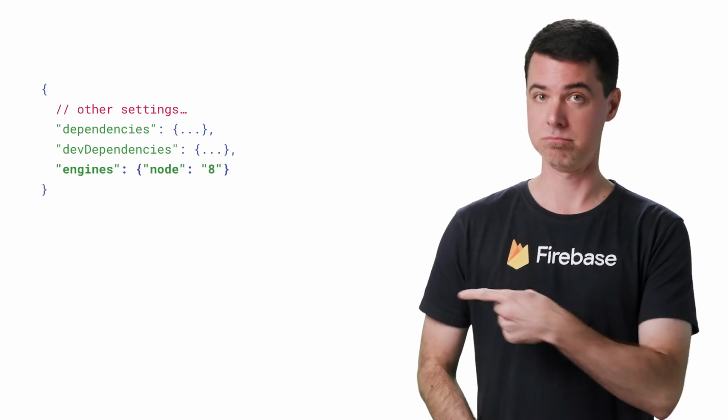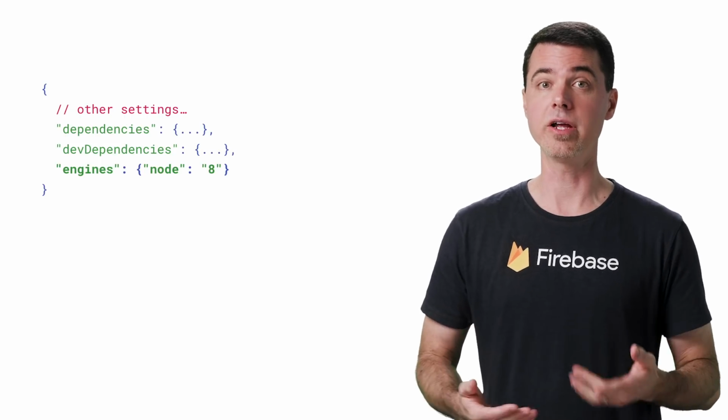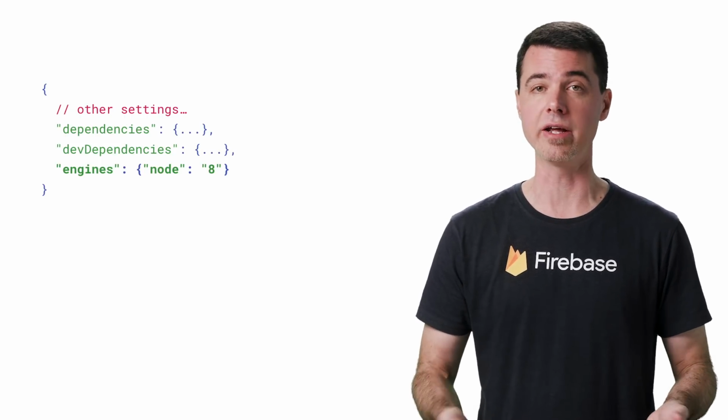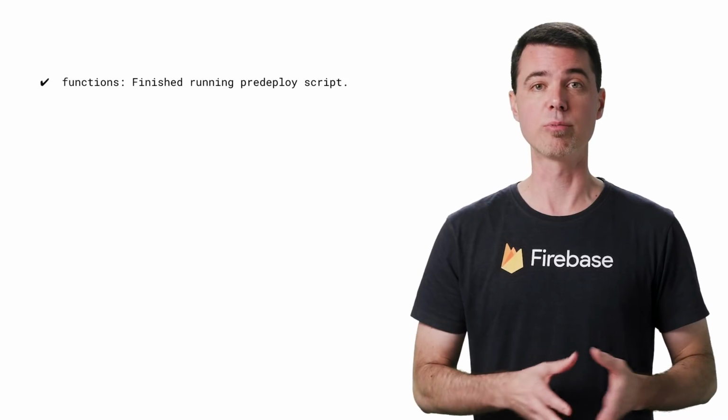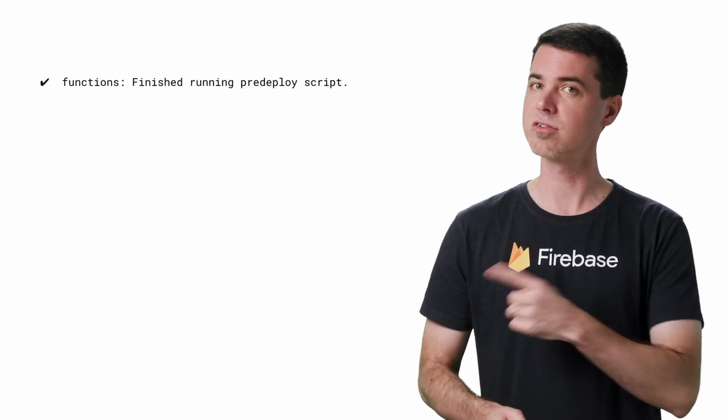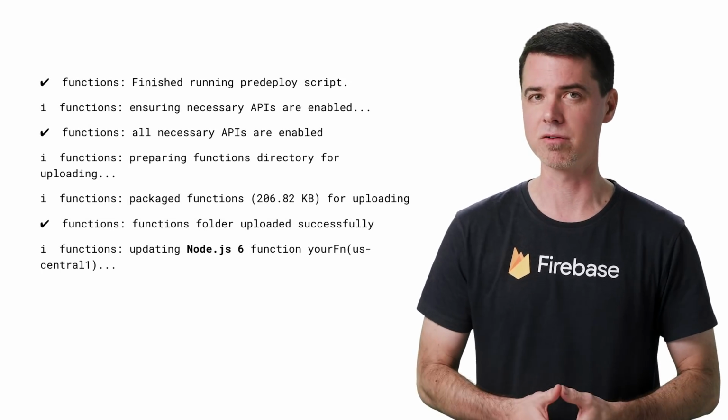If you want Node 8, it'll look something like this. As shown here, for any new functions you create in your project with the Firebase CLI, Node 8 will be used. You can check the version of the function during deployment in the CLI output. If it doesn't show the version you want, you might have done something wrong.